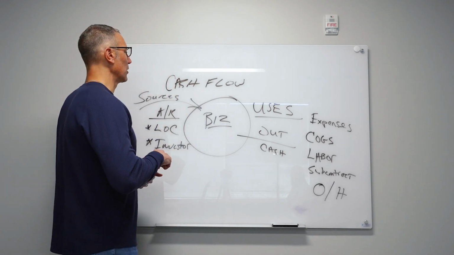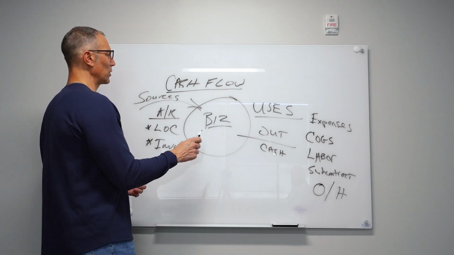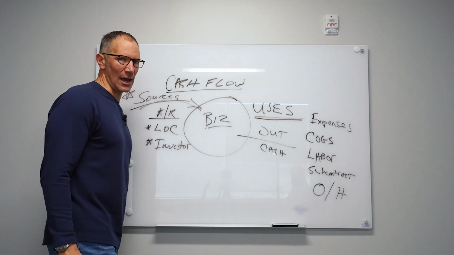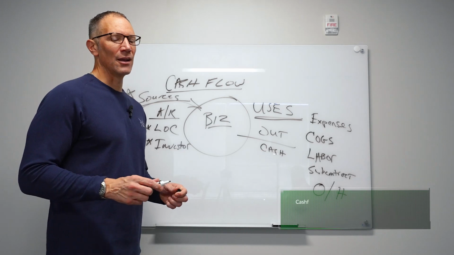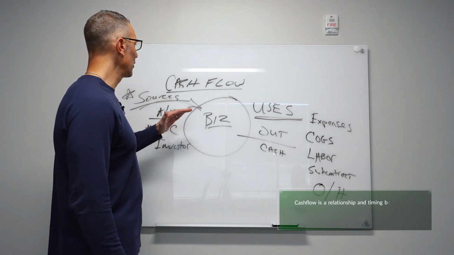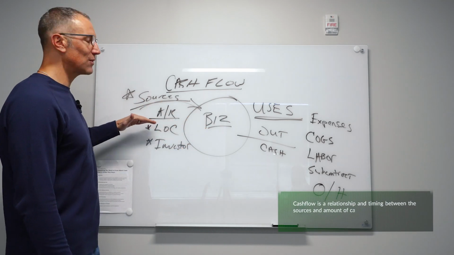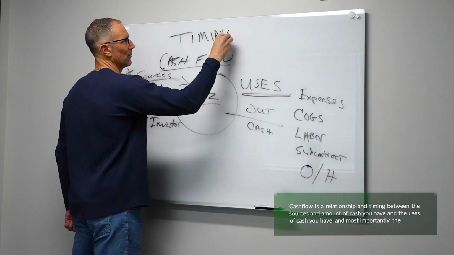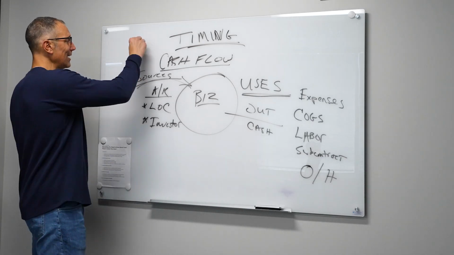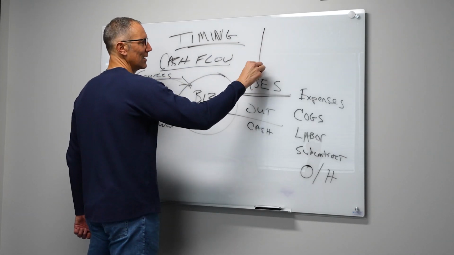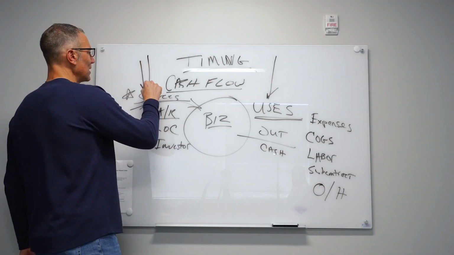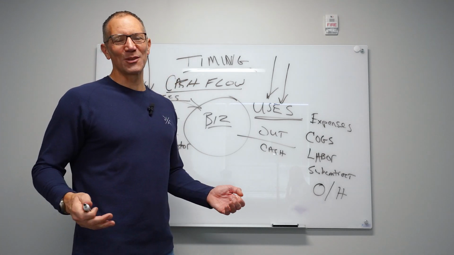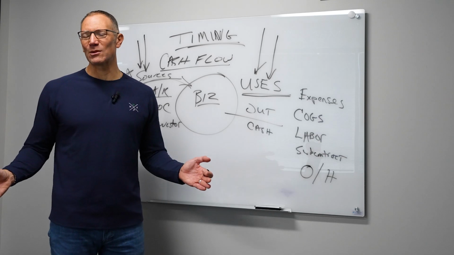Now, what is cash flow? Cash flow is essentially the relationship and timing between your sources of cash and when you have to actually use that cash. I hope that makes sense. I'm going to say that again. Cash flow is essentially the relationship between the sources of cash you have, and of course the amount, and the uses of cash you have, and most importantly, the timing of each. When is this source going to come in? When is that money going to go out? If this money came in and money went out in the exact time that you need it, then guess what? You don't have a cash flow problem. But that's why we talk about cash flow.